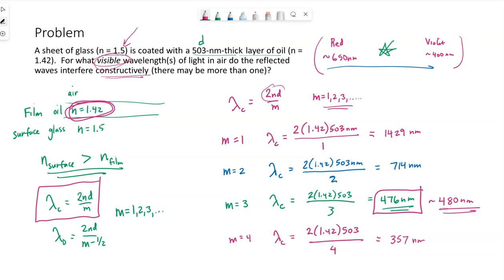Depending upon the problem, there are situations where more than one would interfere. And that's why you want to keep going through m values until you are sure that you've gone past the entire range of visible light.